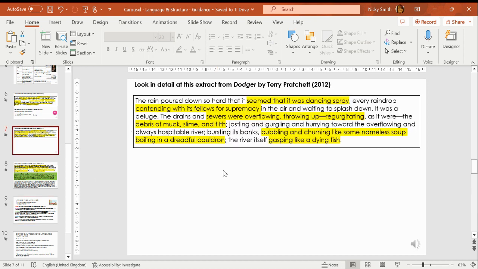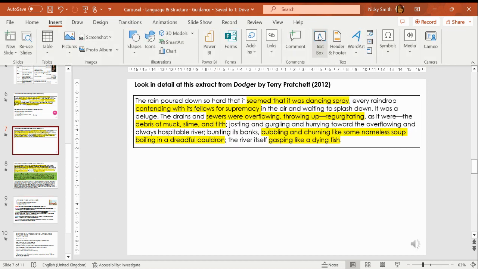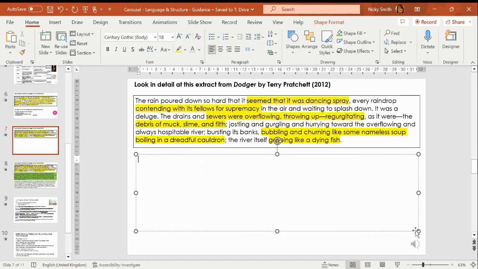So with that in mind, we will write a basic response to this. Now, what I want to try and show you is a level 3 response and then how you could push it up even further. So we'll look at the drains and sewers were overflowing. The first thing I'm going to do is name what it is.